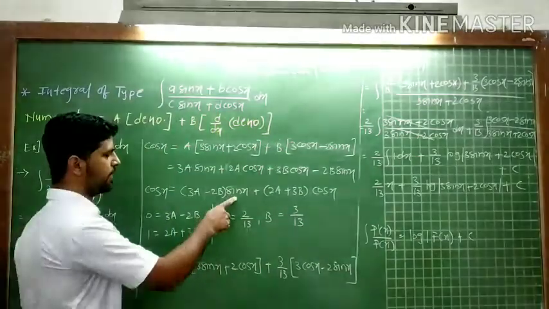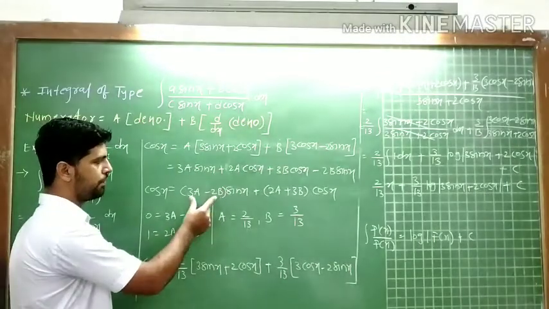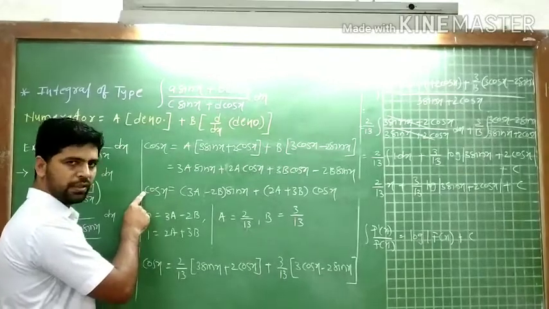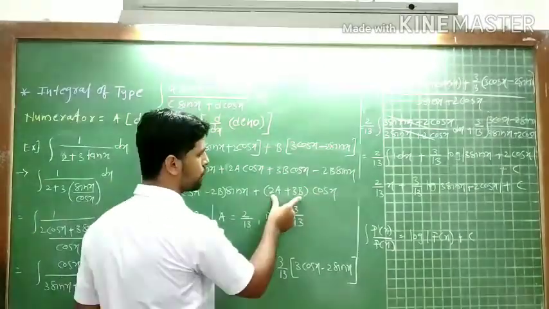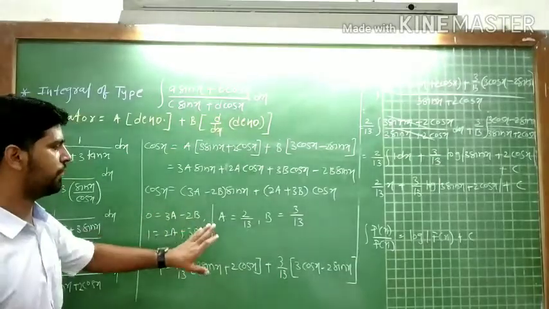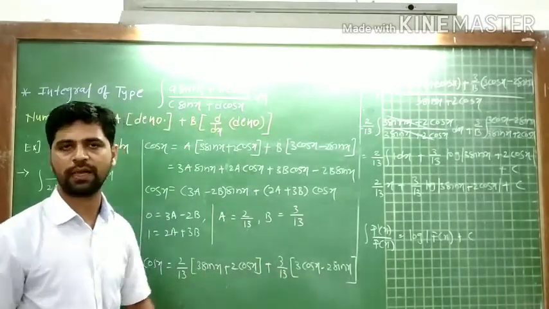Here the coefficient of sin is 0 on the left side, so we compare with this 0; the coefficient of sin is 3a minus 2b, right? Then the coefficient of cos is 1 on the left side, and here the coefficient of cos is 2a plus 3b, that also we have written. Okay. Now I simplified both for a and b. a is equal to 2 by 13, b is 3 by 13. So both a and b we got.